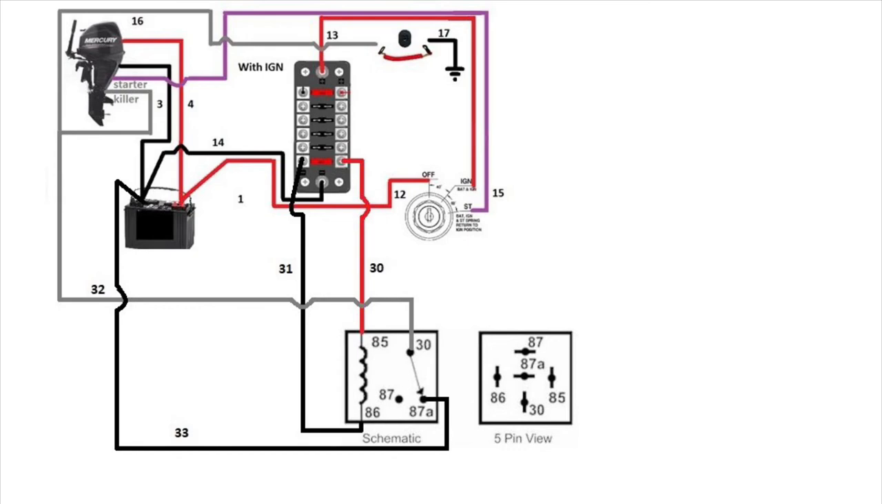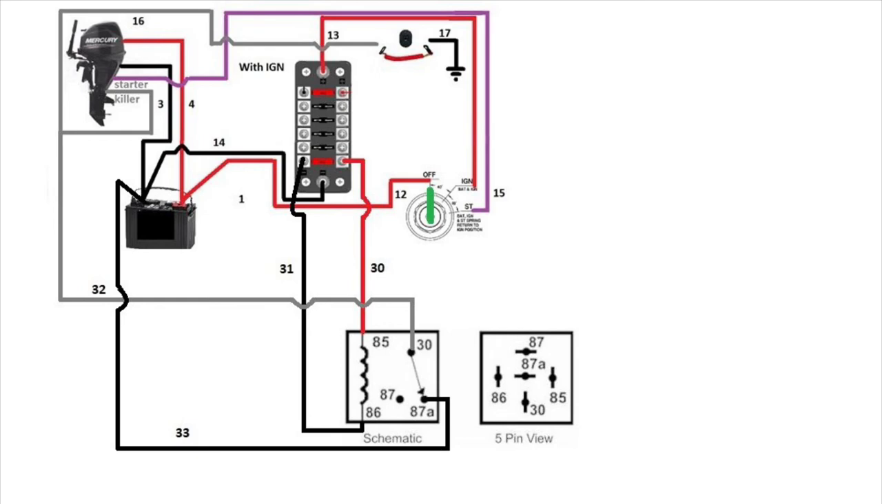As we can see, the key is green and it's on the off position. So pin 30 and 87A from the relay are connected. The engine cannot start since the kill switch is on. Don't forget, even though you try with your pull rope, it still won't start. Your kill switch is now automatically activated.